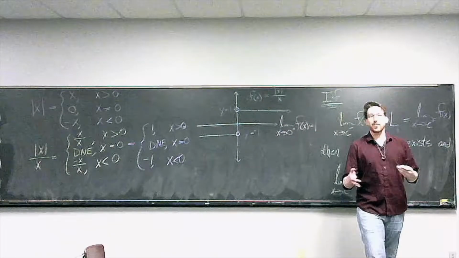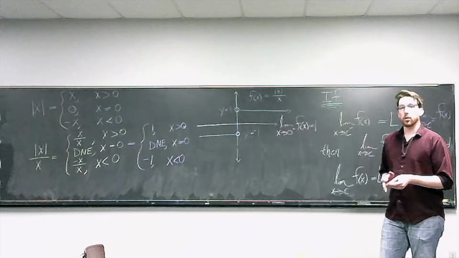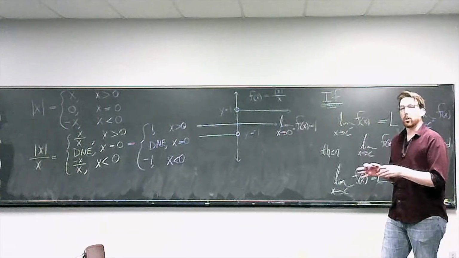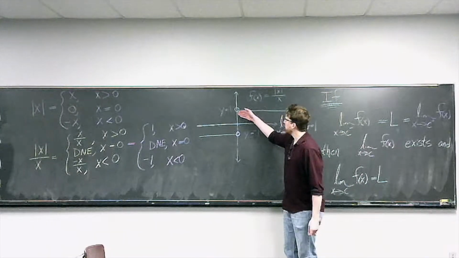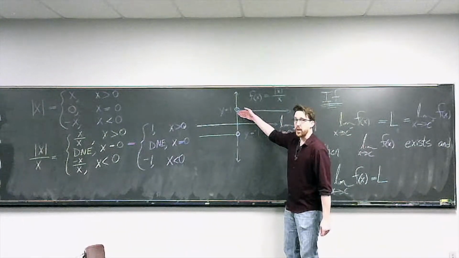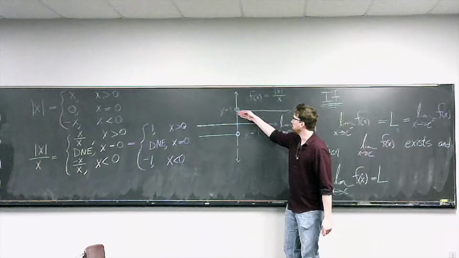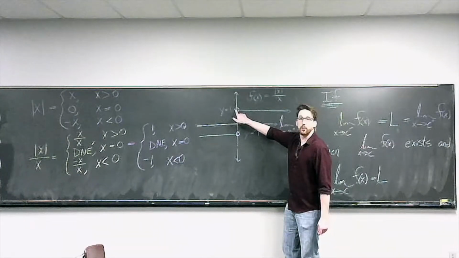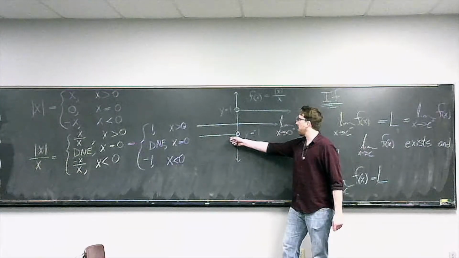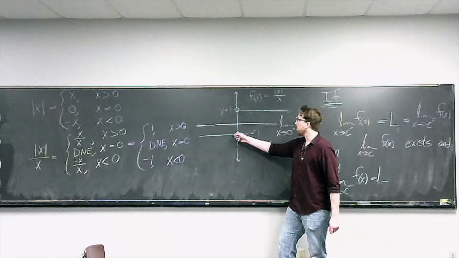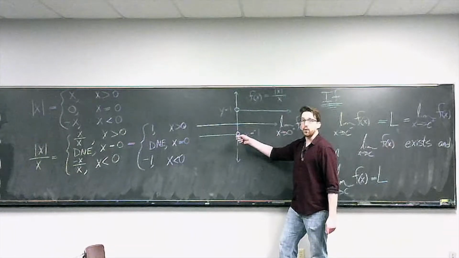That's to denote the fact that there is no value there. This is like saying we can get as close as we want to x equal to 0 from the right, but we can't get to x equal to 0 from the right. And we can get as close as we want to x equal to 0 from the left, but we can't get to x equal to 0 from the left.